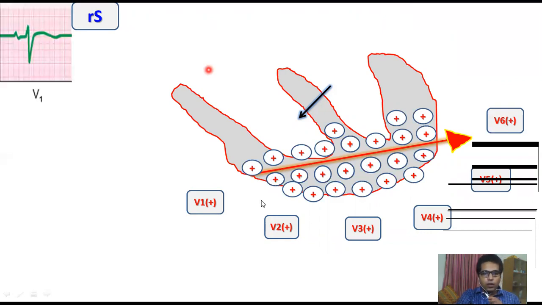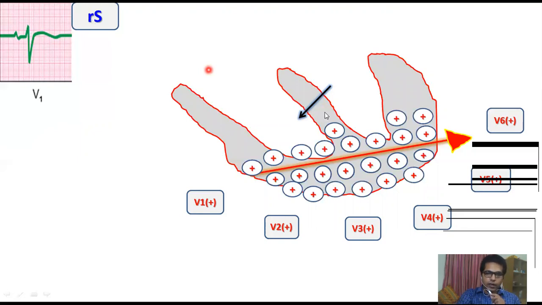So now, from the position of V1, it records that during the septal activation, the depolarizing vector is coming towards V1. So there will be a little positive or upward deflection produced in the V1 lead, and this first upward deflection in the QRS complex is called the R wave. As it is a small wave, it is expressed in a small letter r.